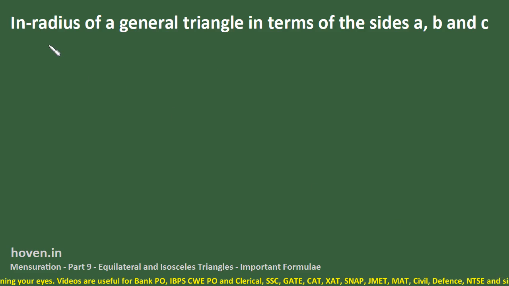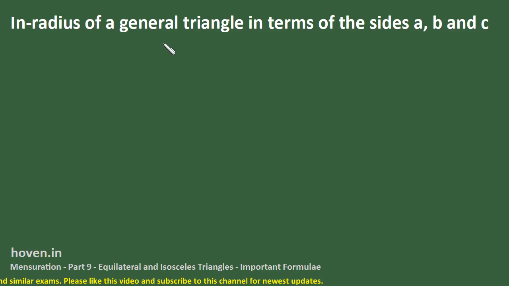Now I will write the formula for the inradius of a general triangle. This will apply to all triangles. Why I am writing here is that I missed and forgot this when I was taking the tutorial on general triangles. So I am writing this here so that we can use it for equilateral triangle also, and general triangle will also be covered.